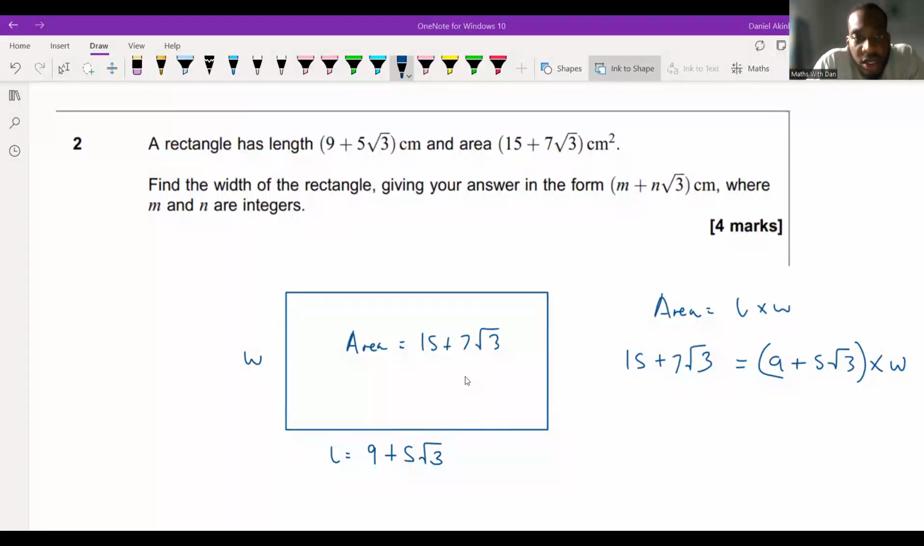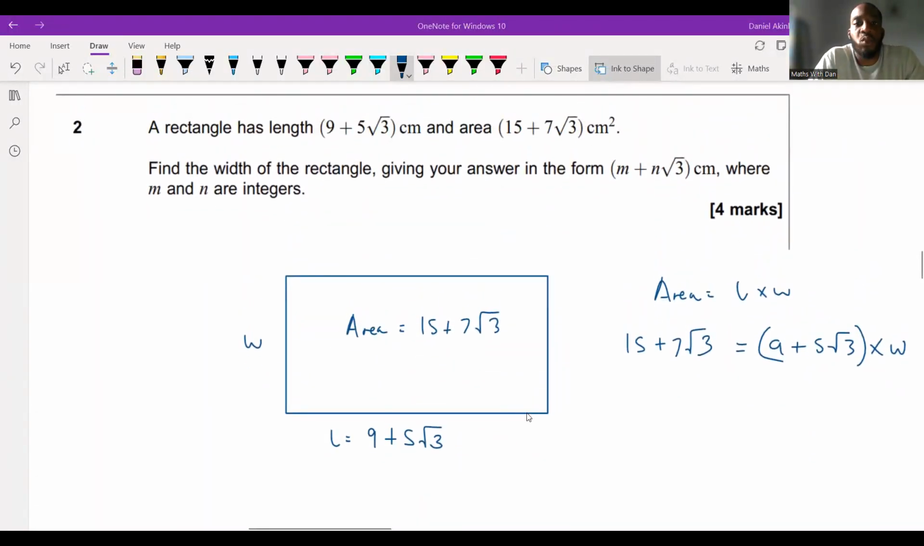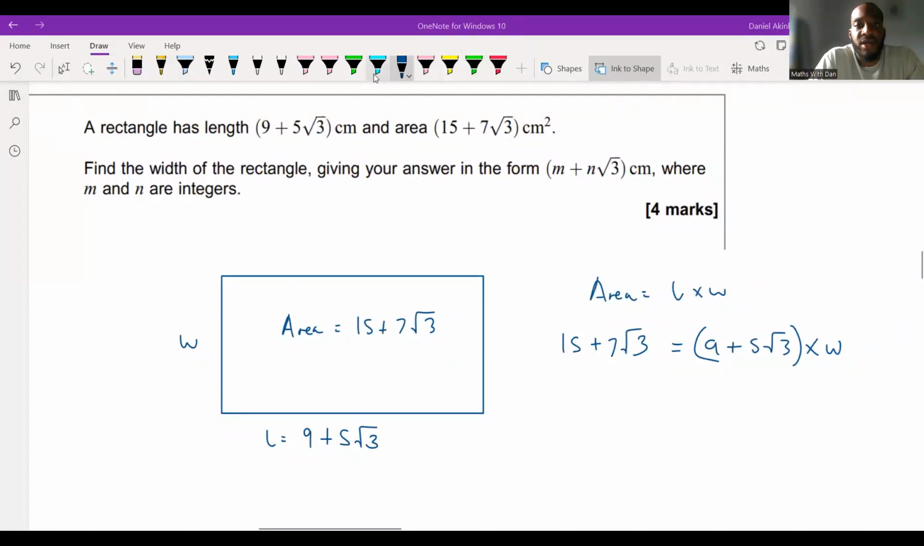And then I'm just checking the answers. Okay, I can see a couple of close answers. Anyways, continuing. Now, because we want to find the width, the width is this thing here. How do I get this thing? Well, I just need to divide by this thing, don't I? So we can say that the width W is 15 plus 7 root 3 divided by 9 plus 5 root 3. Yeah?